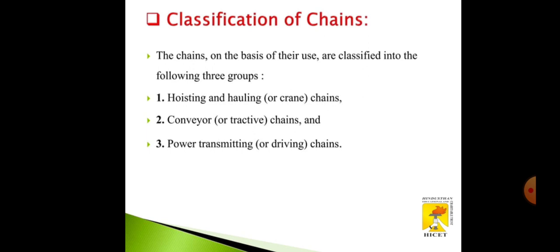There are different types of classifications of chains available. The first one is the hoisting and hauling chains. The next one is the conveyor chains. The third one is the power transmitting chains. The other name of hoisting and hauling chains is crane chains. The conveyor chains are called tractive chains, and power transmission chains are called driving chains.